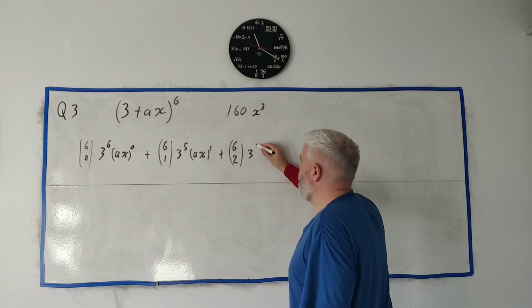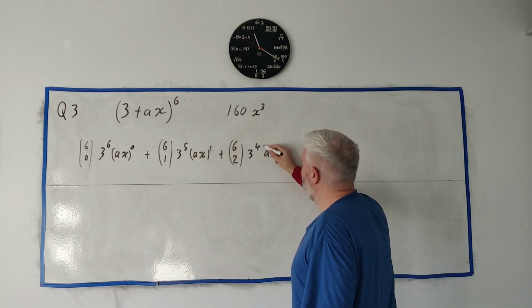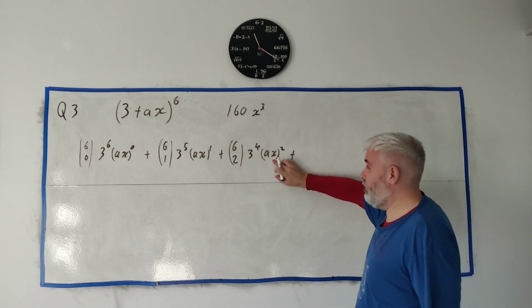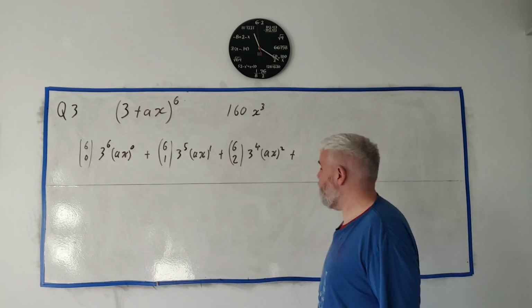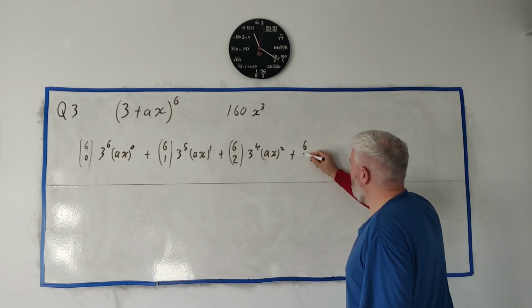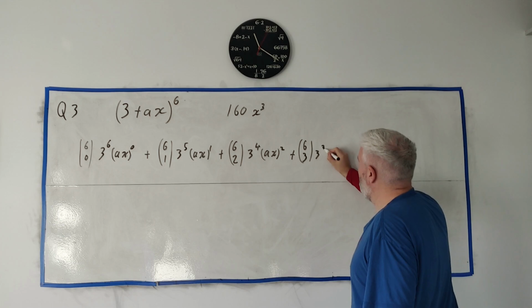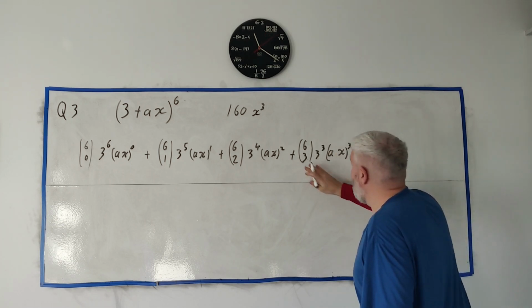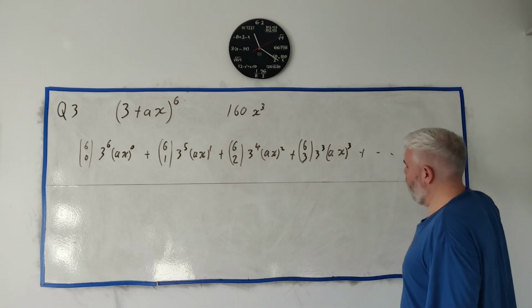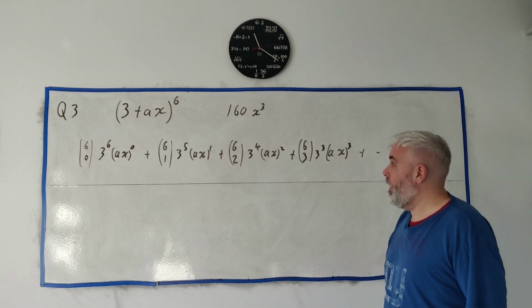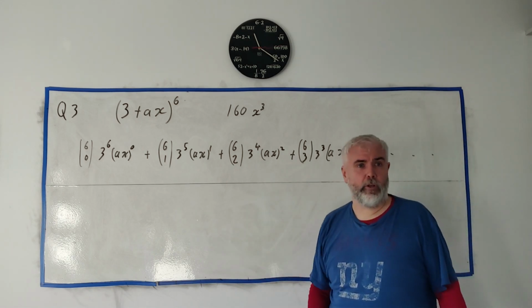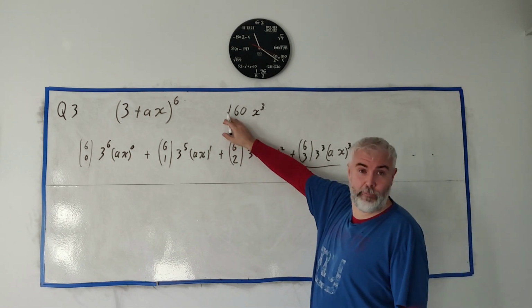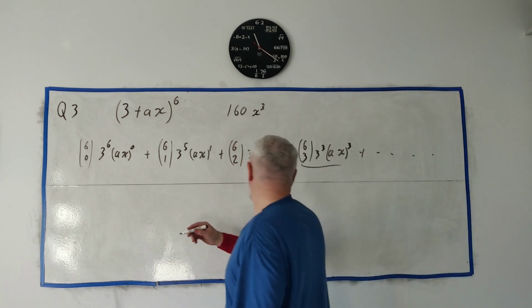6 choose 2, 3 to the power of 4, ax to the power of 2, and the one we're actually interested in is here. 6 choose 3, 3 to the power of 3, ax to the power of 3. And this stays going. There's another 3 of these terms to go. You don't have to write all of them. You just need to be able to find this one here out of that, because they asked you about the x cubed. So let's just write this one.